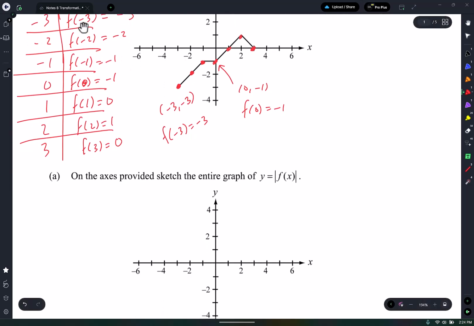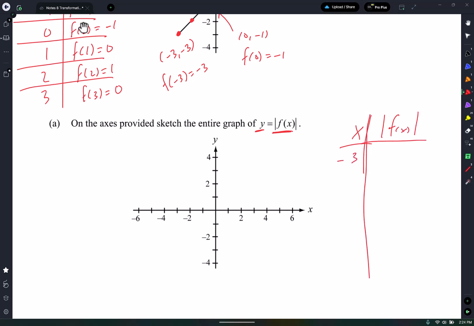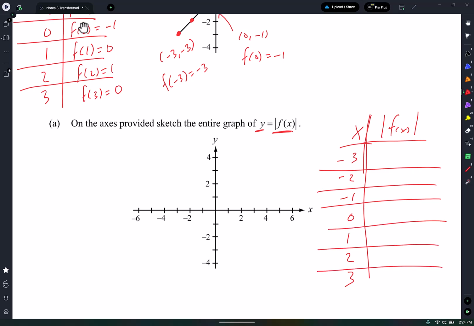Based off of that, we're going to plot these. This one says that my new y's are the absolute value of f of x. So I'm going to write x, absolute value of f of x, with the same values, -3, -2, -1, 0, 1, 2, 3. Absolute value of f of -3 is absolute value of -3, which is 3. So -3, 3.